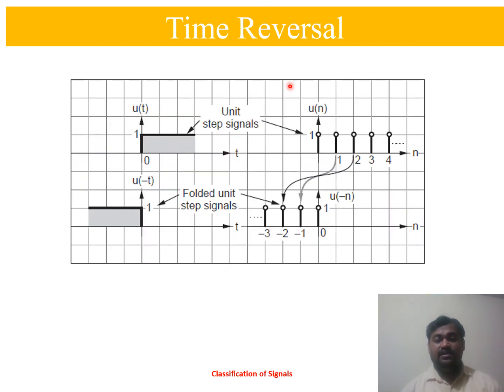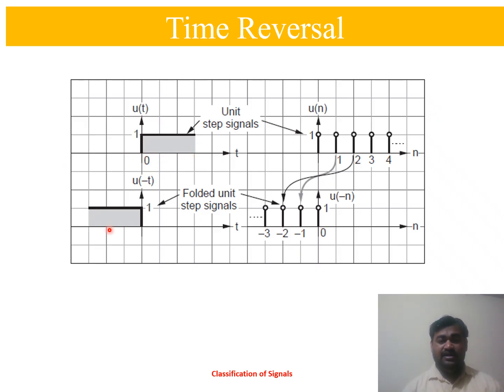Time reversal, or we can say folding. This is the original signal. If you fold the signal, what does it mean? The plus side signal goes to the minus side and the minus side signal goes to the plus side. So here the left side signal is 0 and the right side signal is 1.